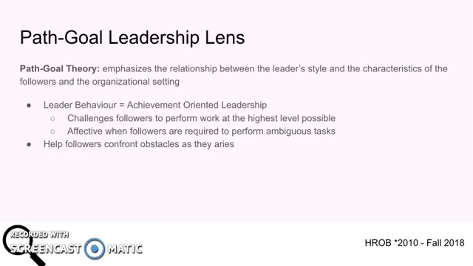The next lens that we are going to look through is the path goal leadership lens. This touches on the path goal theory that emphasizes the relationship between the leader's style and the characteristics of the followers in the organizational setting. According to the textbook, path goal theory predicts that achievement-oriented leadership is most effective in settings in which followers are required to perform ambiguous tasks.